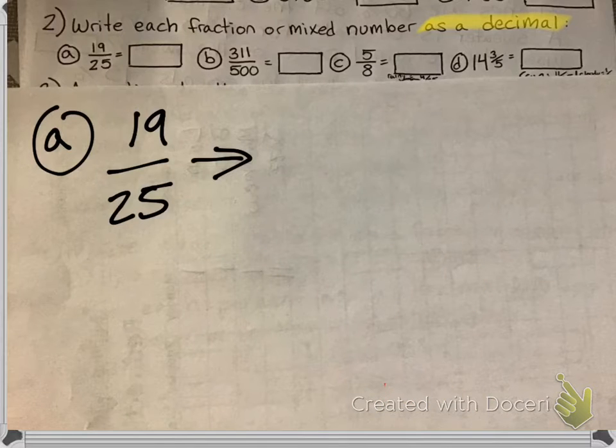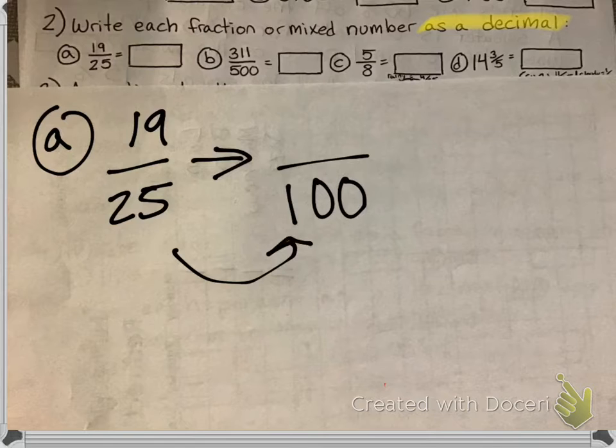So as Hannah so brilliantly said, we can make it something over 1, 10, 100, 1,000. What are we going to make this one over, Jenna? We're going to make it over 100. How do we get from 25 to 100, Nathan? Times 4. Times 4. What we do to the bottom, we do to the top. Excellent.